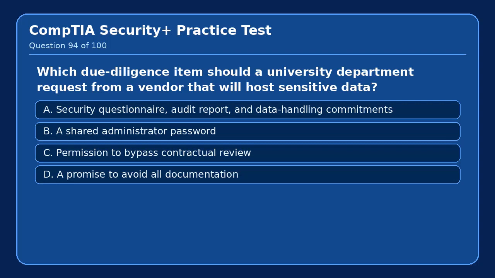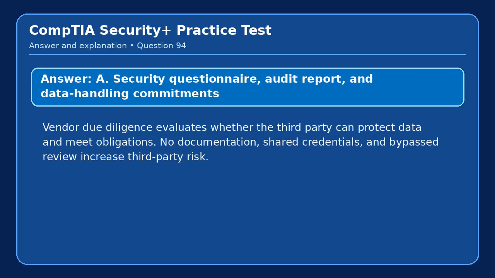A right to audit clause allows the organization to assess or verify vendor controls according to the agreement. Anonymous access, no logs, and review waivers reduce oversight.